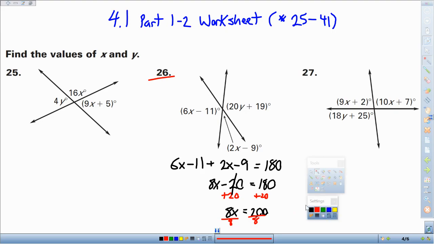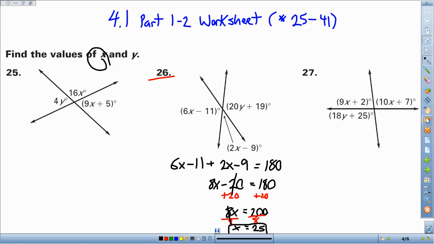If I'm going too quickly, feel free to pause the video and catch up with me. I just don't want to waste too much time while making this video. And then 8 goes into 200 25 times. Remember, you can use a calculator in this class. Feel free to. So there's half my answer. I just figured out what x equals. Wonderful. Now I can go ahead and figure out what y equals.